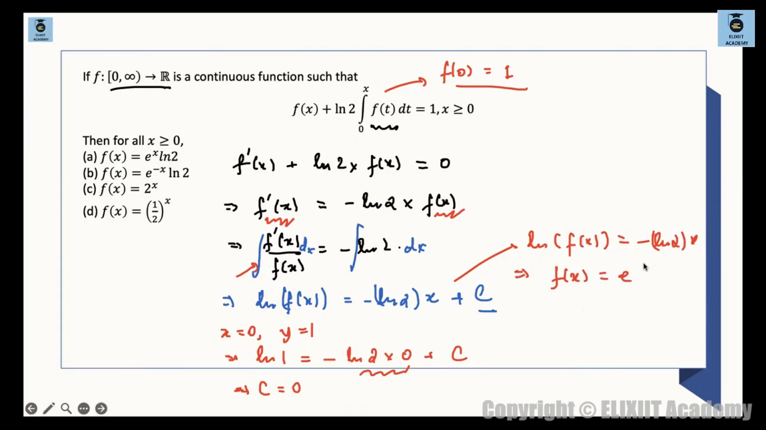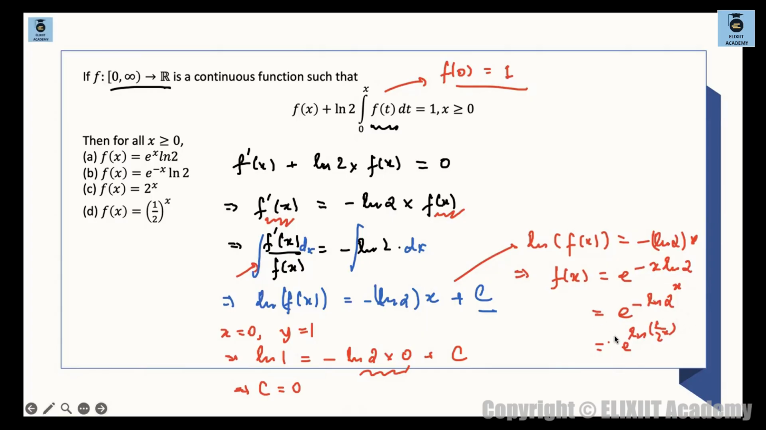that f(x) is basically e raised to the power of minus of x into ln 2. This much we can do. Further, we can simplify this thing as e raised to the power of minus of ln 2 raised to the power of x. And ln 2 raised to the power of x, we can take this minus sign inside as well. So in this case, by the properties of log, this will become e raised to the power of ln 1 upon 2 raised to the power of x.